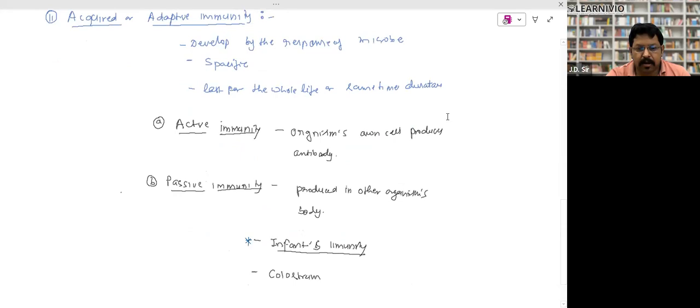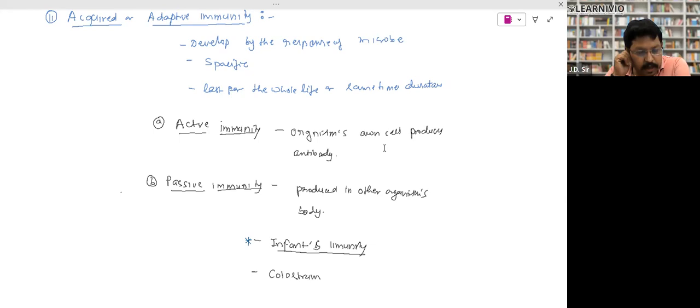Acquired or adaptive immunity. This immunity is acquired after birth, developed in response to microbes. It is specific to a particular disease. It lasts for the whole life or for some time duration, right? I have already told you that antibodies sometimes live for a few years and sometimes for the whole life. There are two types of acquired immunity, active immunity and passive immunity.